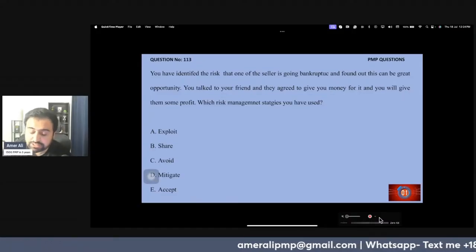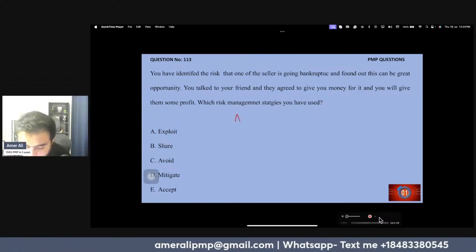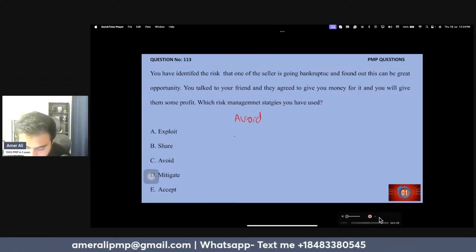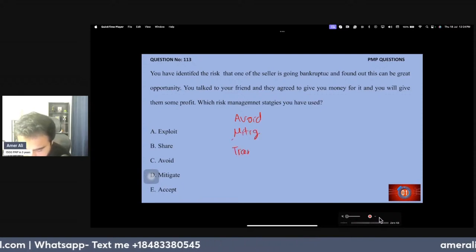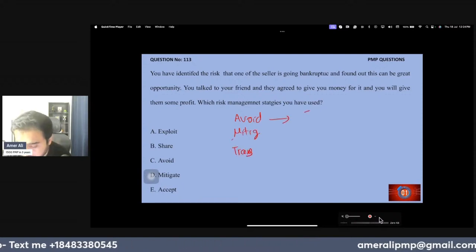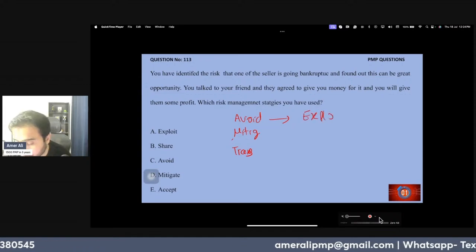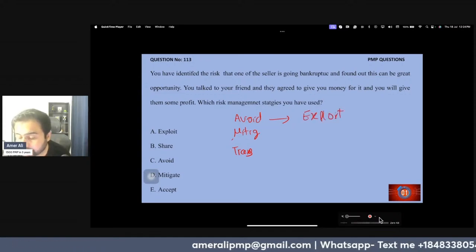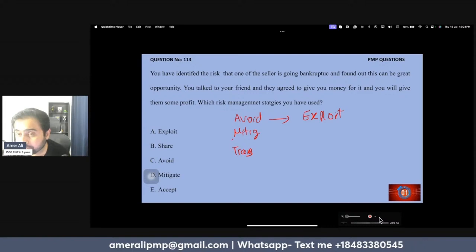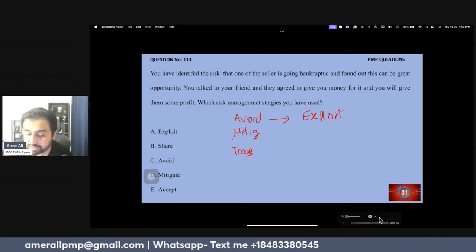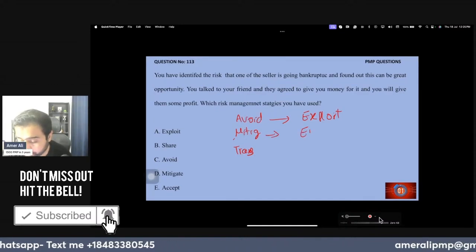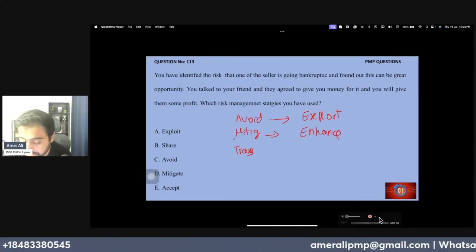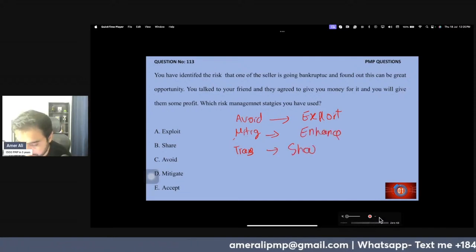Okay, so we discussed the negative risk strategies: avoid, mitigate, transfer. The reverse of avoid is exploit, where you increase the probability and impact. You make sure that the probability becomes 100, that the risk 100% happens. If you cannot do exploit, we enhance, and for transfer we have share.